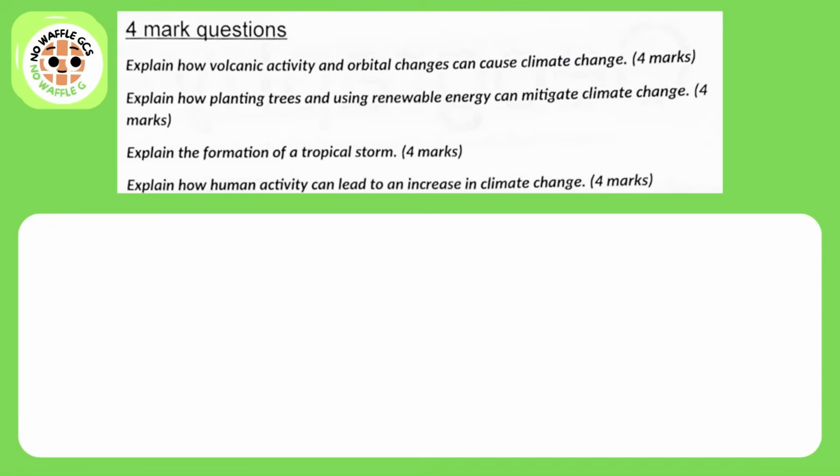Okay, so here are some 4-mark questions. Let's begin by looking at the first one. Explain how volcanic activity and orbital changes can cause climate change. Okay, so this might be a tricky question at first if you're thinking about it, but you need to think about how these 2 natural factors can cause climate change. So pause the video to have a go. If not, let's review the answers.